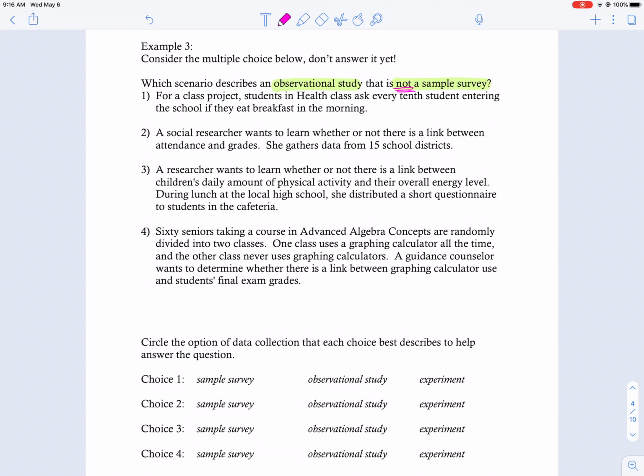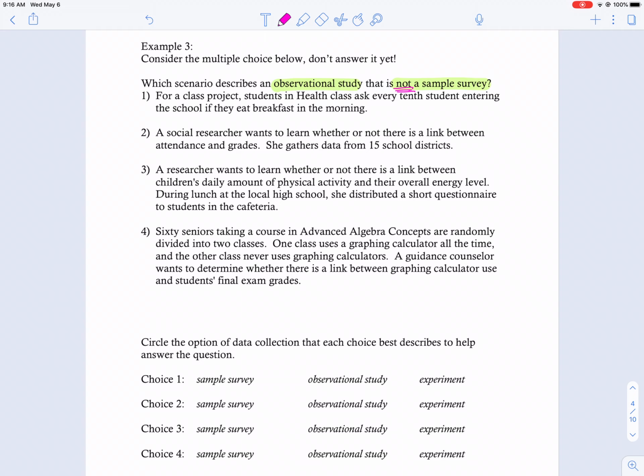Okay. Number 1 says, for a class project, students in health class ask every 10th student entering the school if they eat breakfast in the morning. Number 2 says, a social researcher wants to learn whether or not there is a link between attendance and grades. So she gathers data from 15 school districts. Number 3 says, a researcher wants to learn whether or not there is a link between children's daily amount of physical activity and their overall energy level. So during lunch at a local high school, she distributed a short questionnaire to the students in the cafeteria.